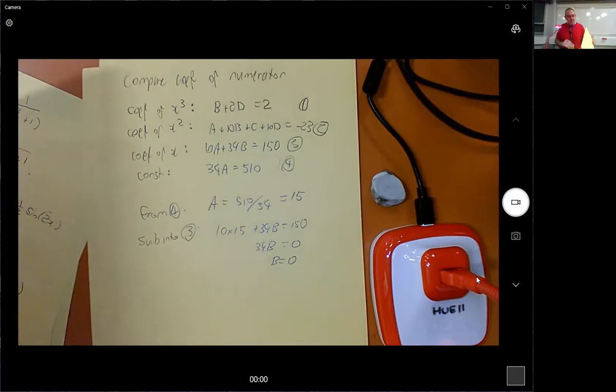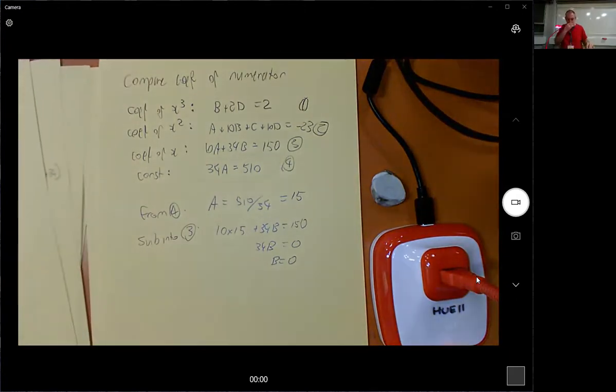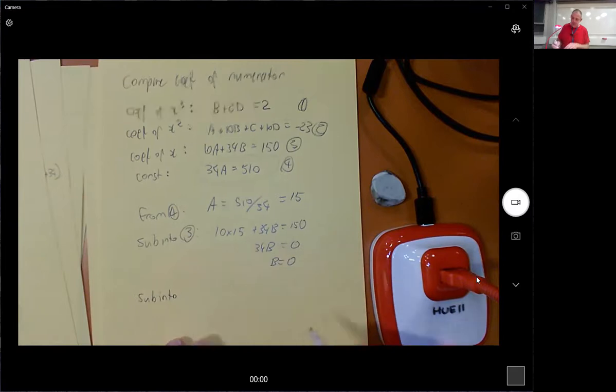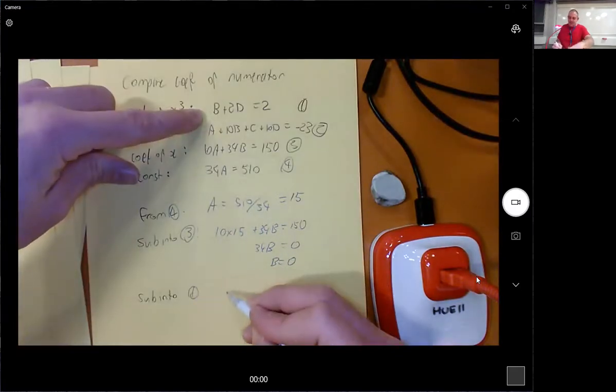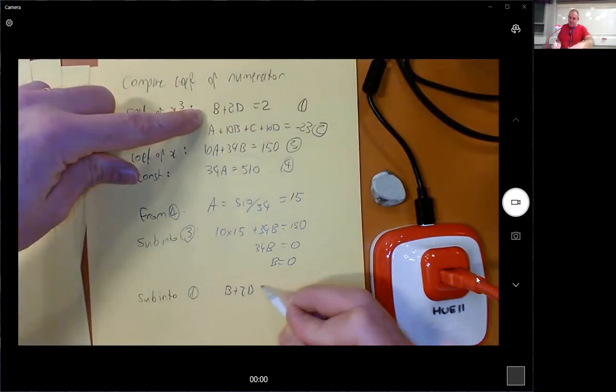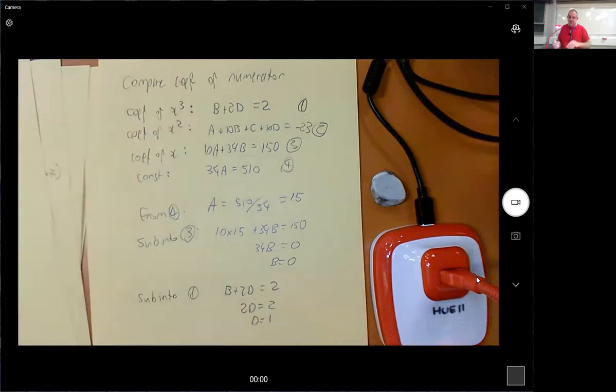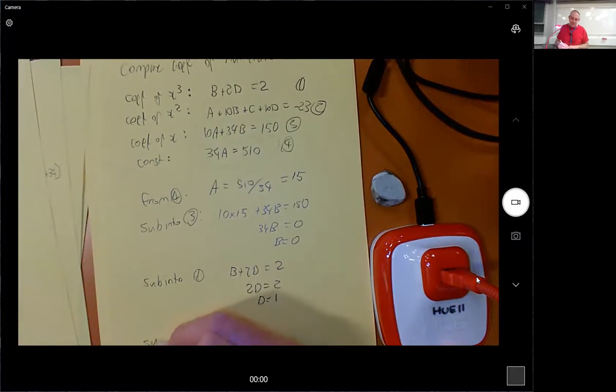It's not the one I was expecting to be 0. I hope I've labeled my letters the way I expected it to be. Okay. And I can sub that back into number 1. And so b plus 2d is 2, but b is 0, so 2d is 2, so d is 1. And then I can sub everything into number 2 to figure out what c is.